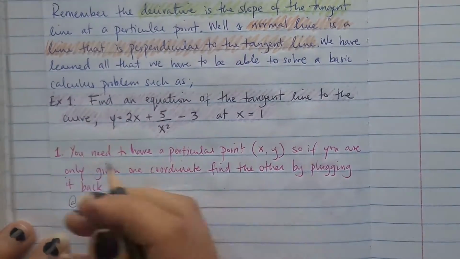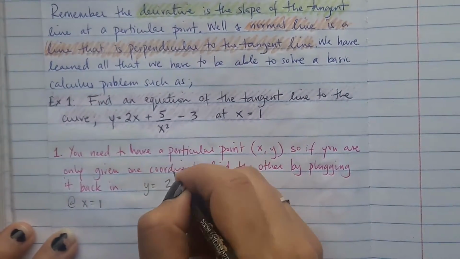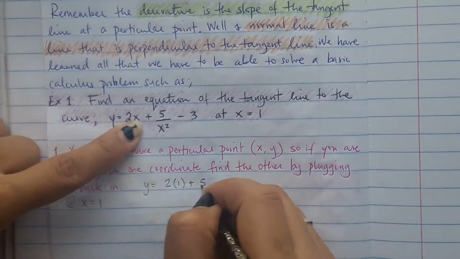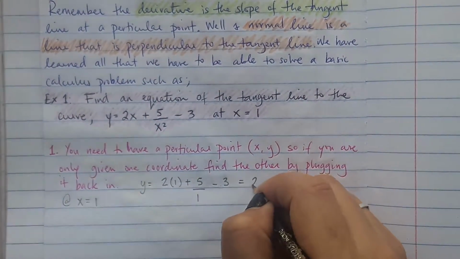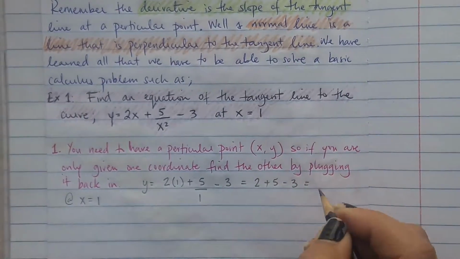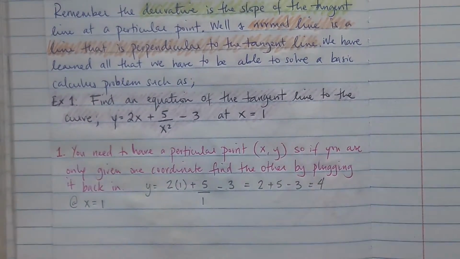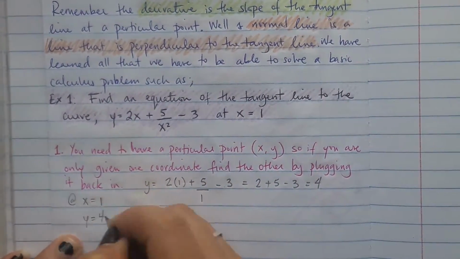Alright, so in this case we're given x equals 1, so we're going to find y by plugging in x equals 1 where I see x. So all I'm doing is putting in 1 where I see x. Then evaluate it. I'm going to get 2 plus 5 minus 3, and that's going to give me 4. So the point is going to be (1, 4).